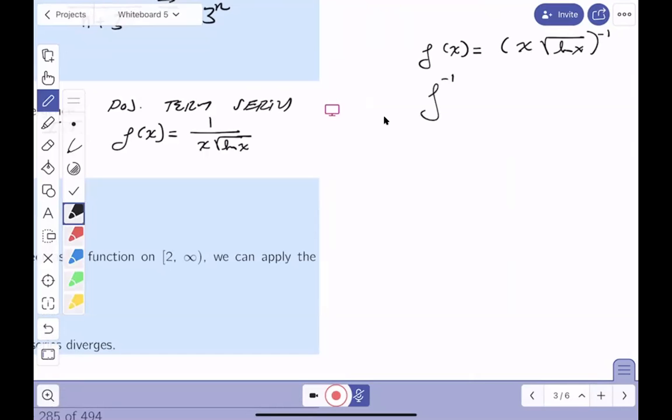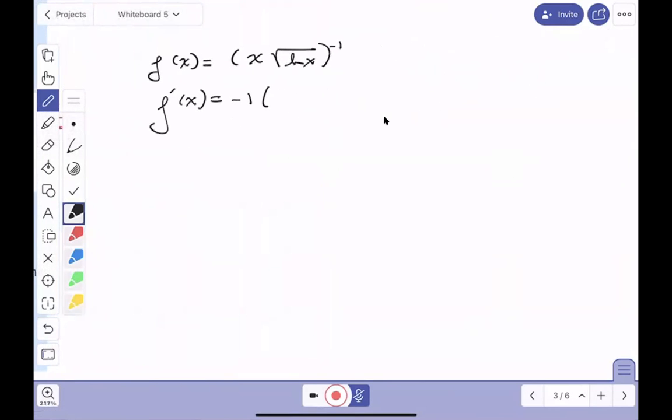F prime. Oops, that doesn't look right. It is -1. Let's keep doing this. Again, I'm just doing some work over here. If it's unproductive, I'm going to stop. Times the derivative of the inside. Boy, that's going to be a tough one, isn't it?